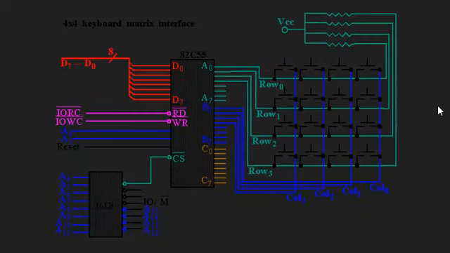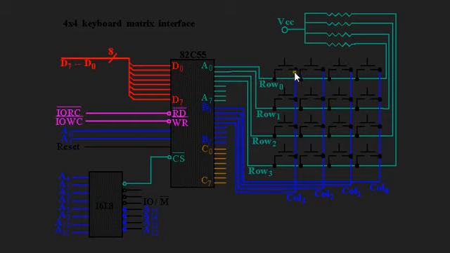Moving to the next, here is the 4 by 4 keyboard matrix interfacing. This one is also a very important thing. Here you can see that on the row side, port A is working, where A0 to A7 are available, but we are using A0 to A3 for the 4 rows, which are the row section, and in each section we have a switch.